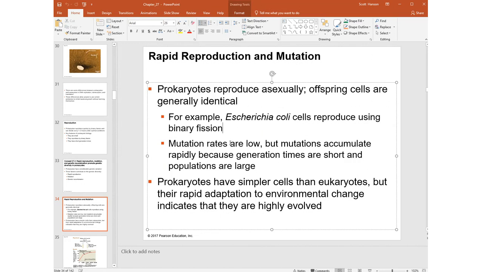Mutation rates are low, but mutations accumulate fairly rapidly because the generation times are short and the populations are very large. So prokaryotes, as we've mentioned, have simpler cells than eukaryotes, but their rapid adaptation to environmental change indicates that they are actually fairly highly evolved.